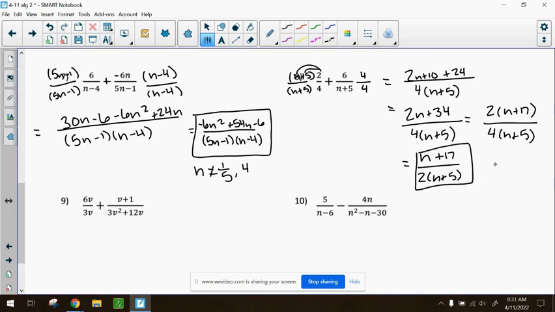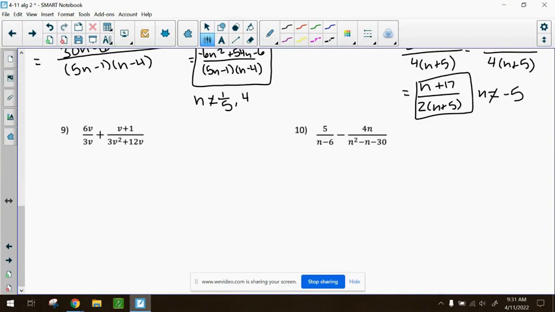I have one restriction on this function. N cannot be equal to negative 5. This 4 and this 2 don't give me restrictions. They are just regular numbers. All right, finally 9 and 10 on this last page.